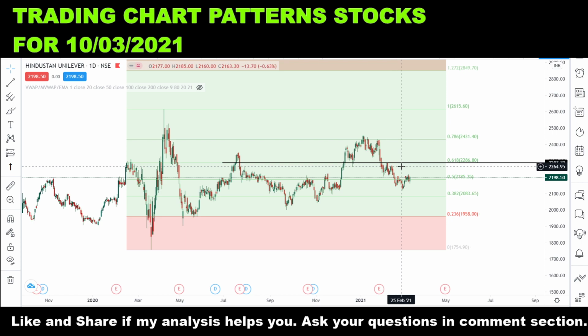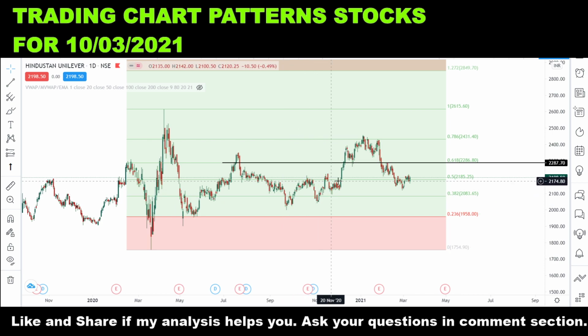Let's analyze this. First of all, this was the swing low, this was the swing high. The stock went down, took support from the 0.236 level, and it actually made a high of 0.786. And in between them the stock took resistance at 0.618 and took support from the 0.382 level, twice.